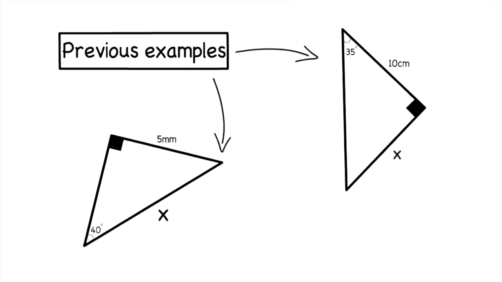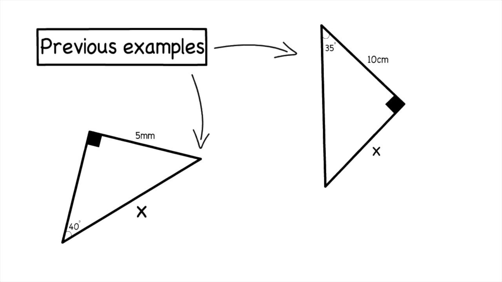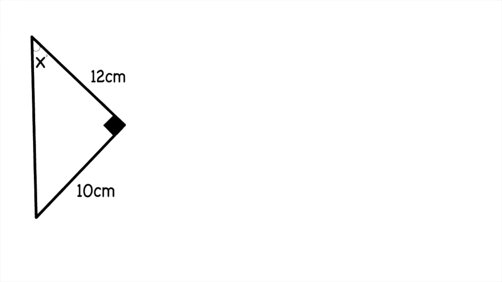At this point, it's quite important to note that in our 2 previous examples, we've been trying to find the missing side. If we're trying to find a missing angle, things are slightly different, but the majority of the process is the same. Let's go through a worked example.